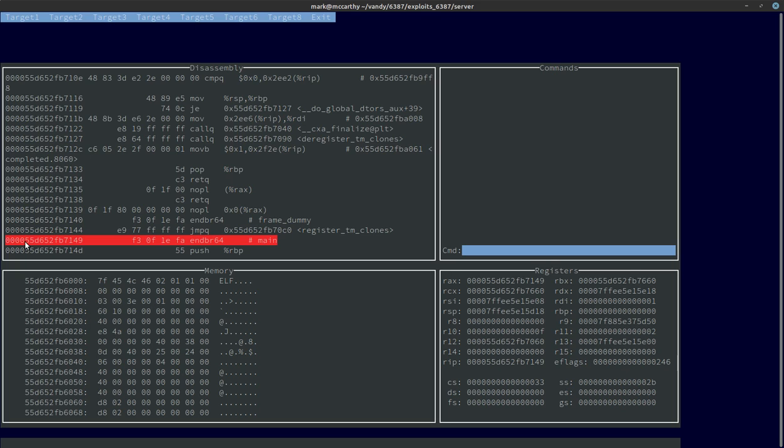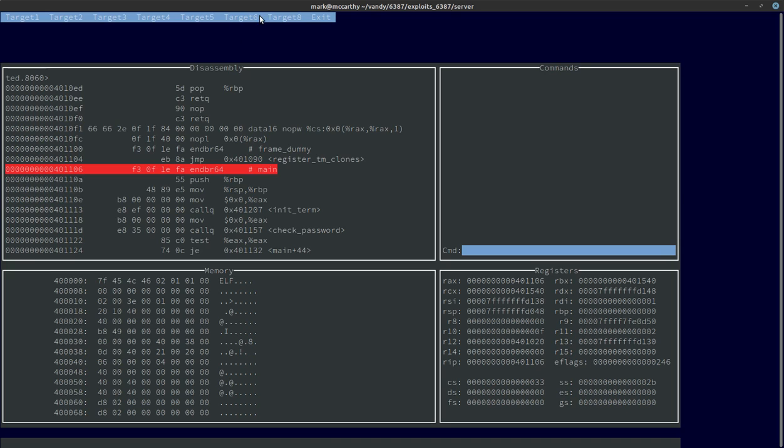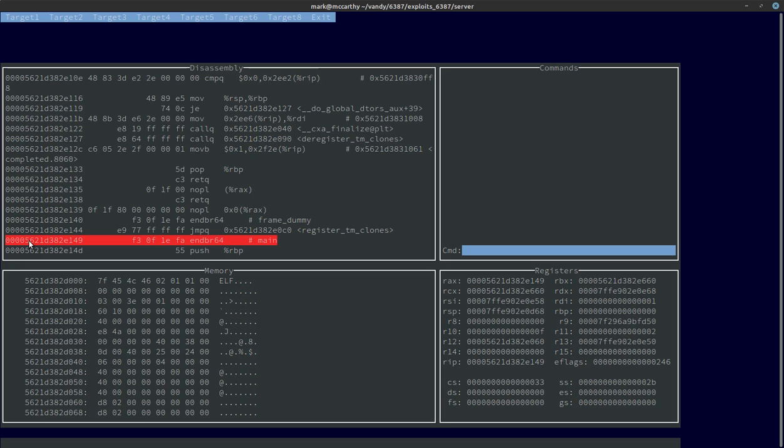And so the program, let's see, it's 55D652FB7149. So 55D652FB7. Let's see if that's the same. 55D652. Yes. Back to target 8. Yes. So you remember before it was 55B652. The last part, the 149, is still the same because it's essentially relative to the same block, but it's picking a different block each time for the program and for the stack.